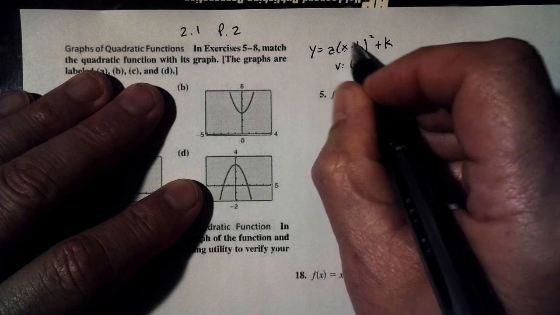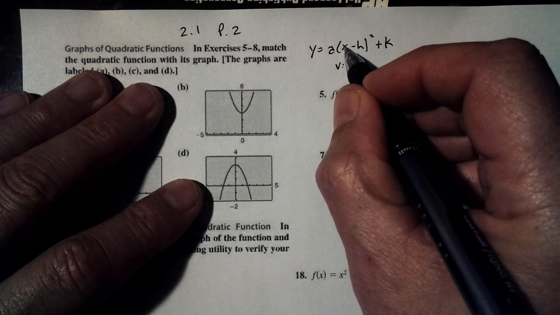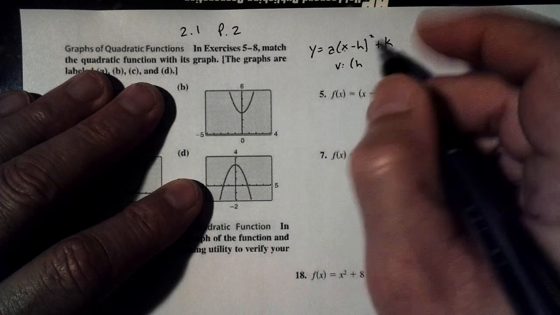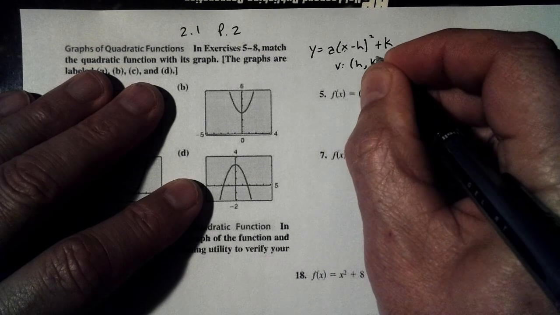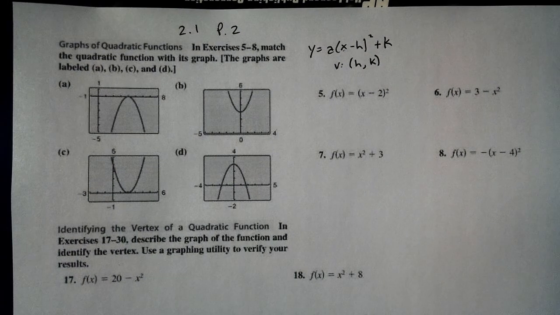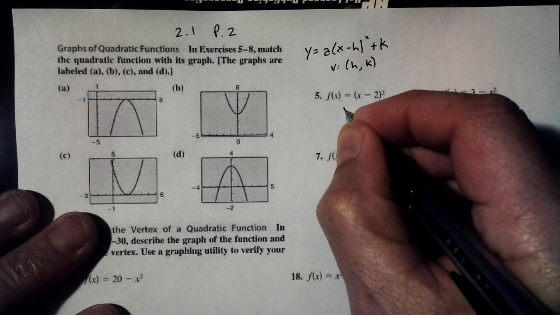When x equals h, we get 0, the vertex. And when x is h, we get 0 squared, 0 times a is 0, plus k, making y equal k. The vertex is at (h, k). Then a tells us how fast it's growing, as you're going to see as we move down the page a little bit. So here we have a vertex.